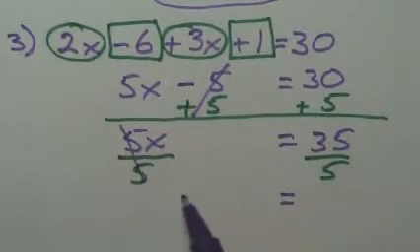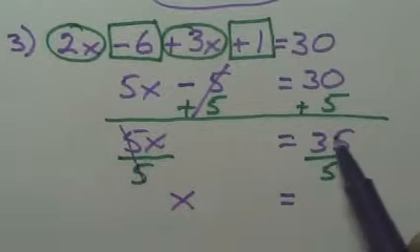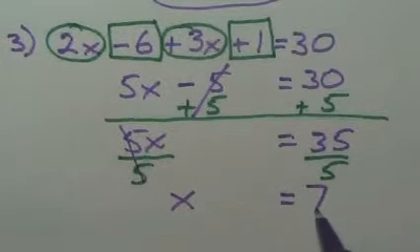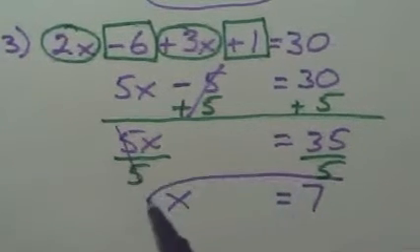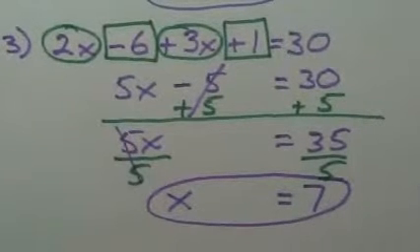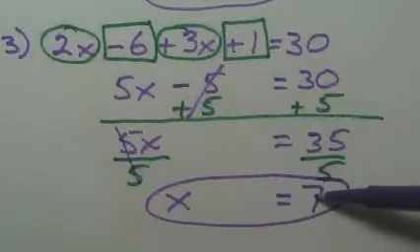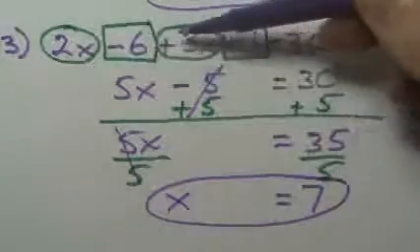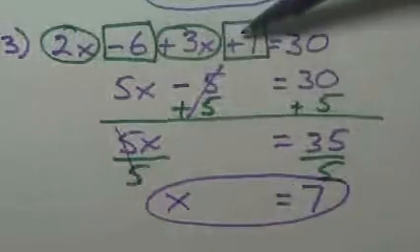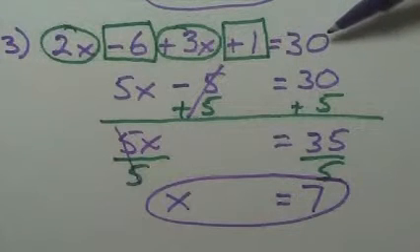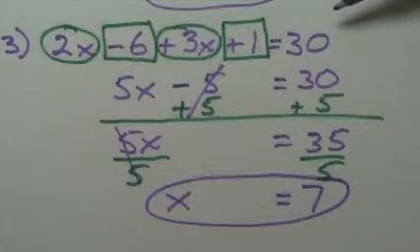This is just the x, letter x. I got it all by itself. 5 goes into 35 7 times. And there's our answer. If you'd like to check this, you take the solution, 7, you plug it in there for the variable, and you see if the left side equals the right side. And if it does, you're right. And if it doesn't, you're wrong.